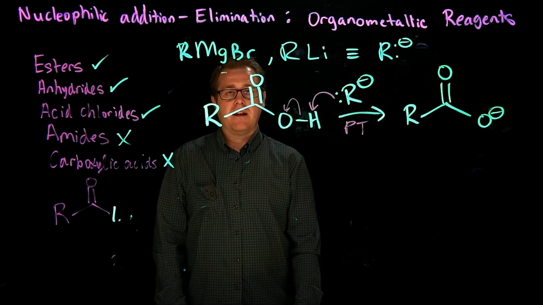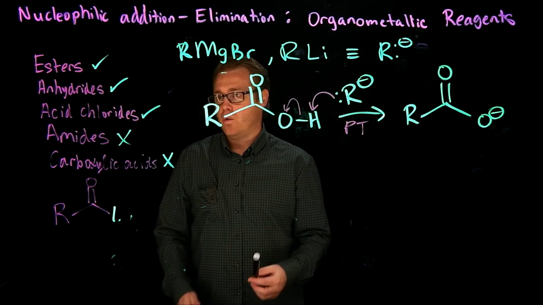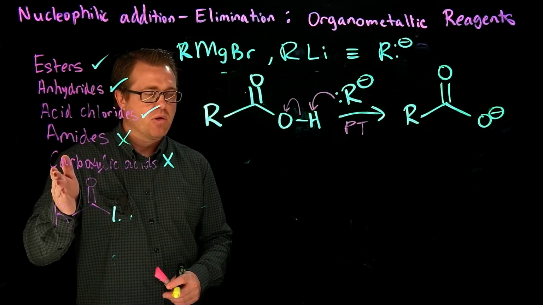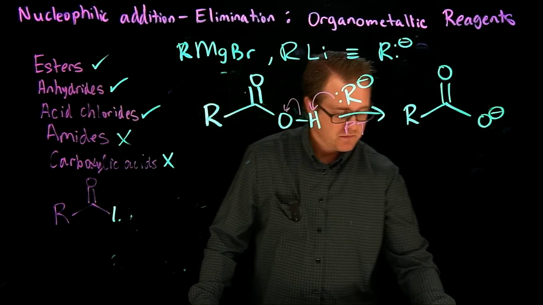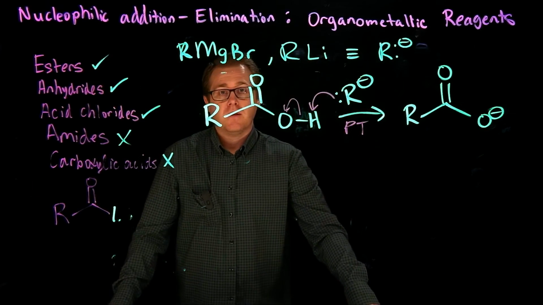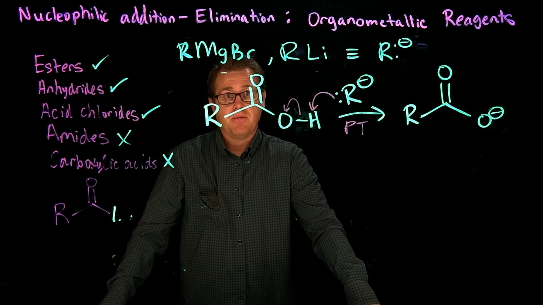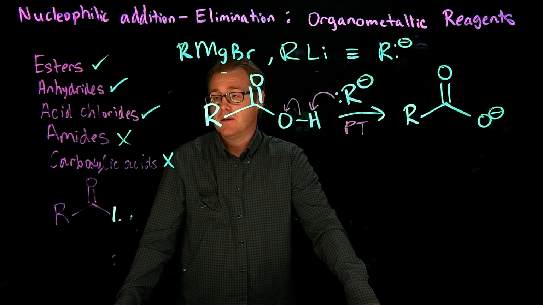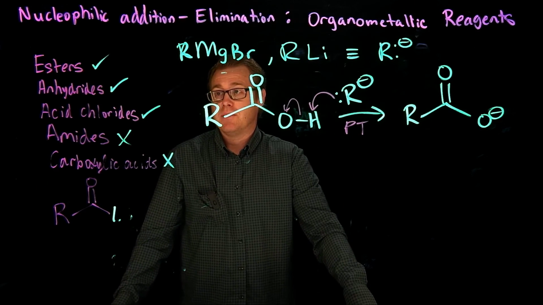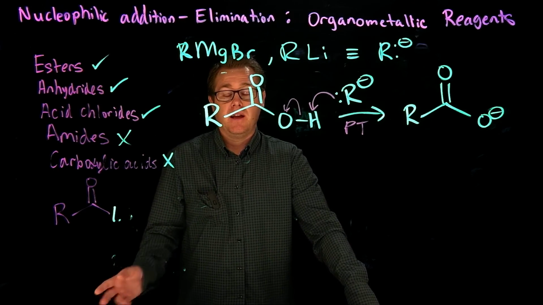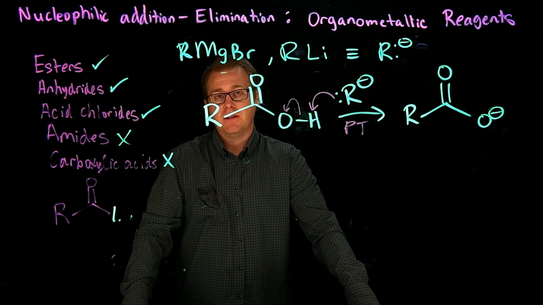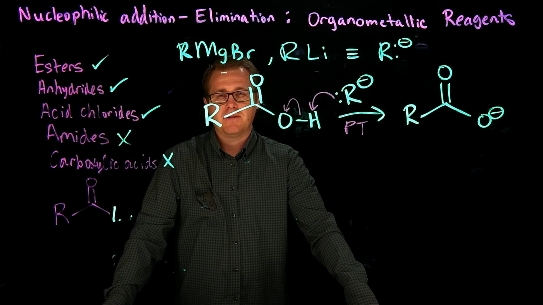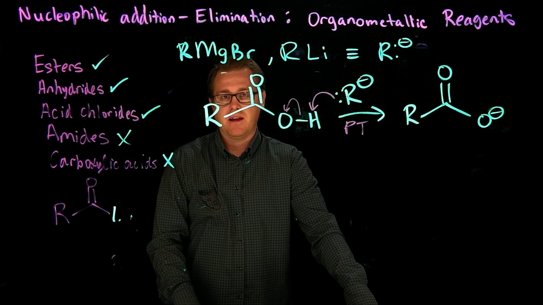Okay, so organometallic reagents don't go with amides or carboxylic acids. So in the next couple videos after this one, let's go through some examples of the organometallic reagents with some of these functional groups, so you can have a better idea of seeing what it looks like in a practical way.